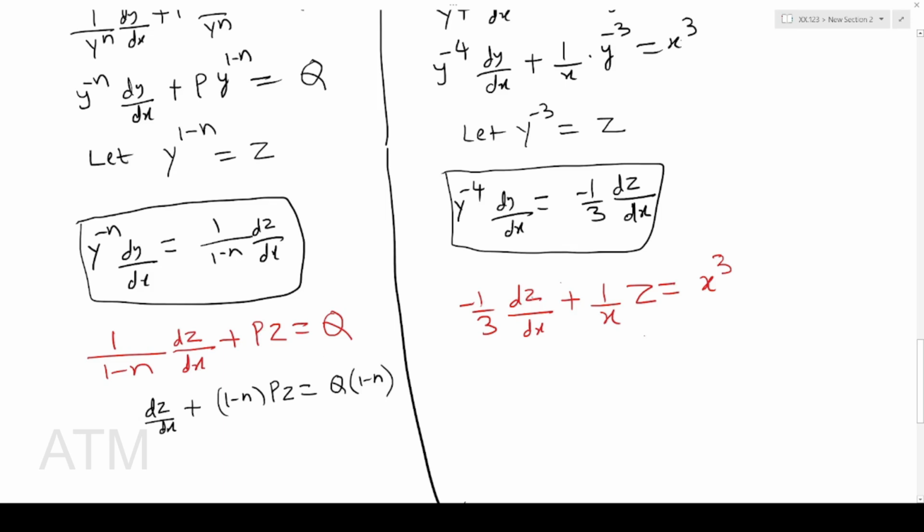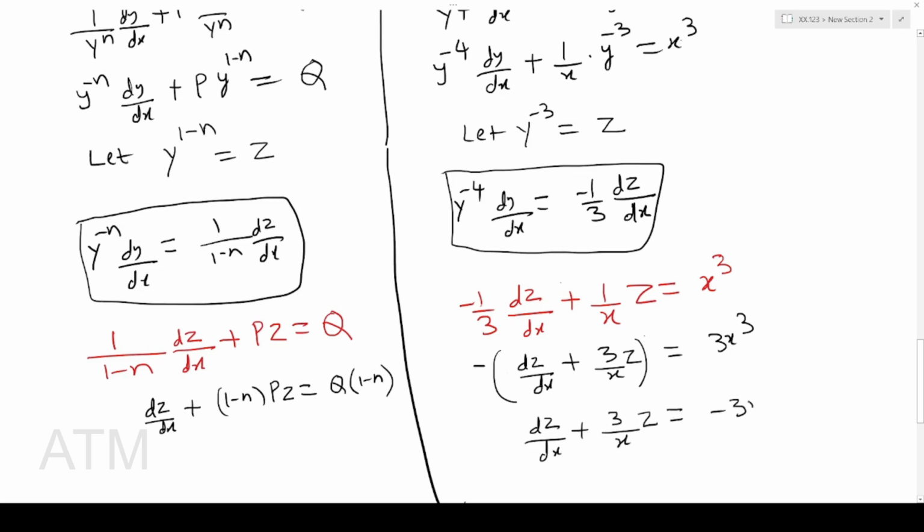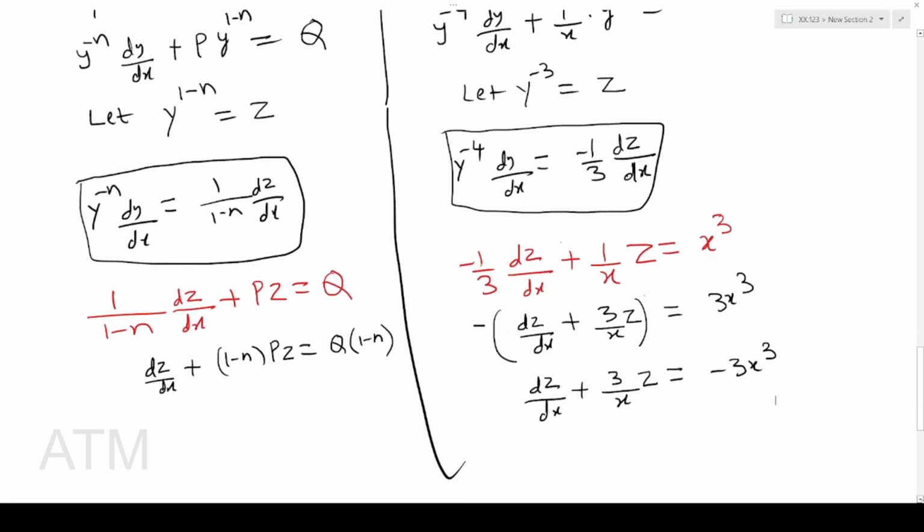Here, on the RHS side, dz by dx has a multiplier of minus 1 upon 3. So you have to throw it out. How to throw that? The minus is also there, so taking the minus common, the 3 will go there. So it becomes dz by dx plus 3 upon x z equals 3x cube, and this minus will go to that side, so it becomes minus 3x cube. Now it has been converted to a linear differential equation.